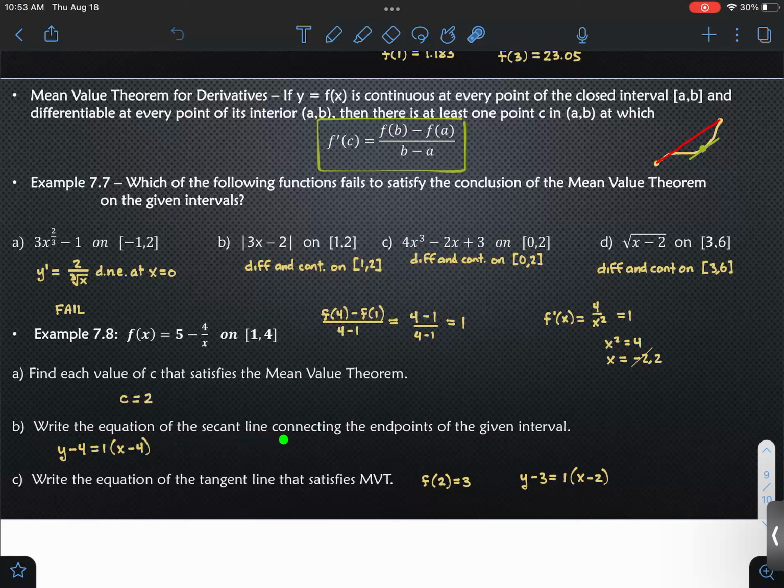Write the equation of the secant line connecting the endpoints. Okay, so writing the equation of a line in this class, usually you're going to go for point slope form. We already know the slope of the secant line. If I want to pick a point, let's see here. You know what? I might actually have a typo in this equation here. Oh no, this works out. This is not a typo. If I plug in x equals 4, that would be a point on the secant line.